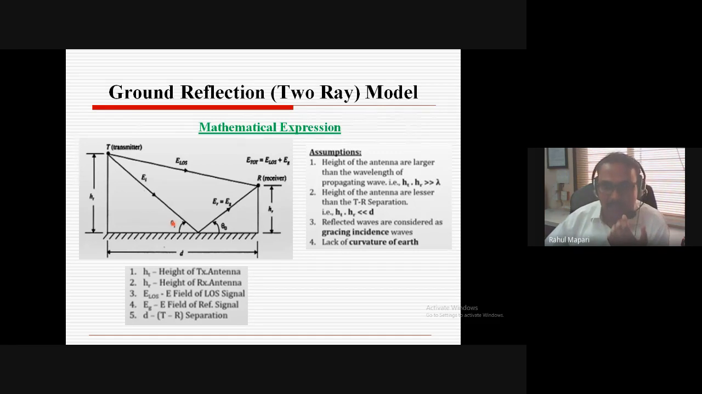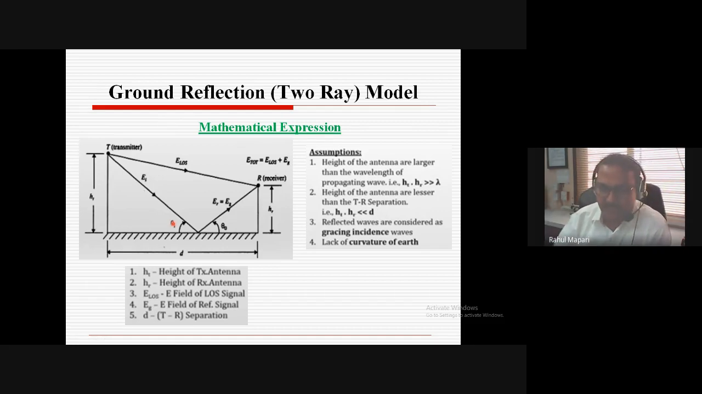Now here our aim is to find out the magnitude of the electric field at the receiver. It is very important to understand what the equation of electric field is, basically. So we will see first the generalized equation of electric field, then we calculate it for the line of sight electric field and calculate it for the grazing incident electric field or reflected electric field.